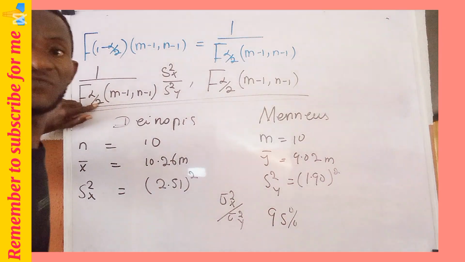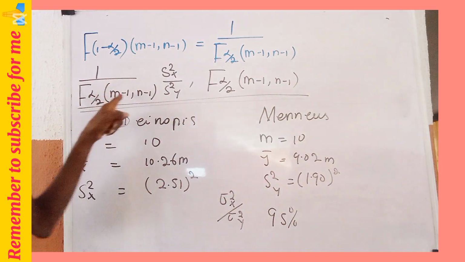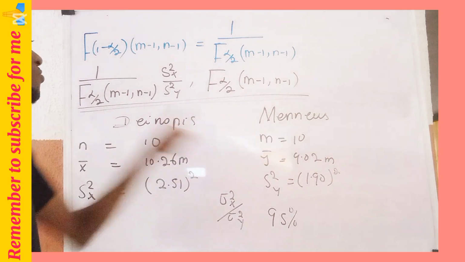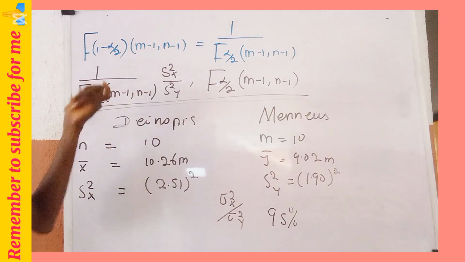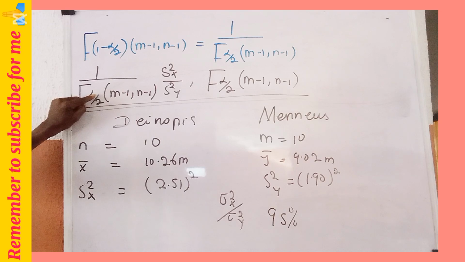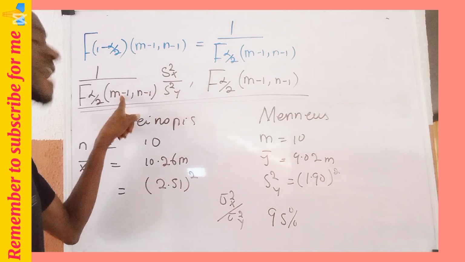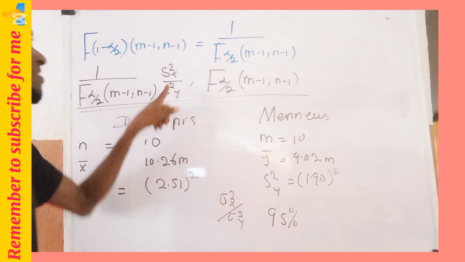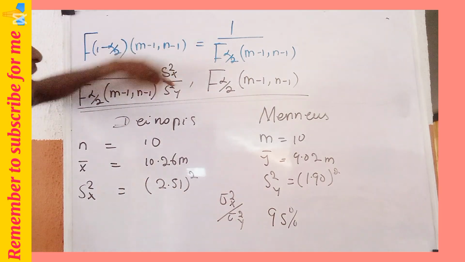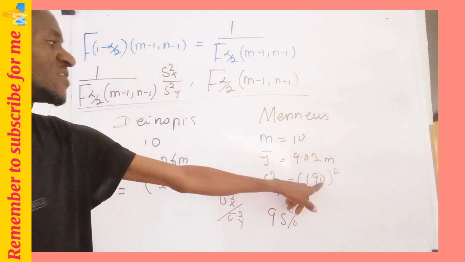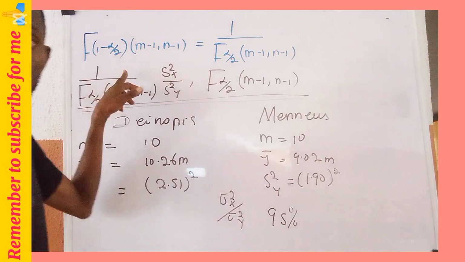So what you are going to have here is 1 all over, 0.05 divided by 2 will give you 0.025. So you have 1 over F of 0.025. You open a bracket. Here is m minus 1, and our m here is 10. So you have 10 minus 1 to be 9, comma. n here is 10. 10 minus 1 is 9. So you are looking at F distribution of 0.025 with the two different degrees of freedom, 9 and 9. 9 for the row, 9 for the column. Then, of course, our s squared of x is given to us to be 2.51. So you put here 2.51 all over 1.90. Here it becomes 1.90.